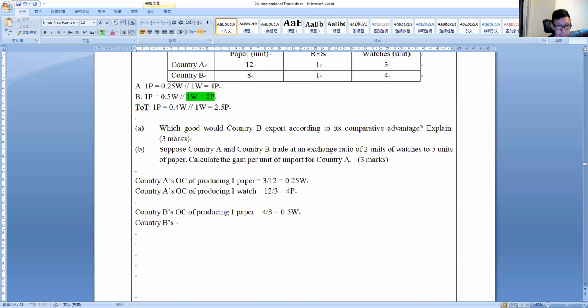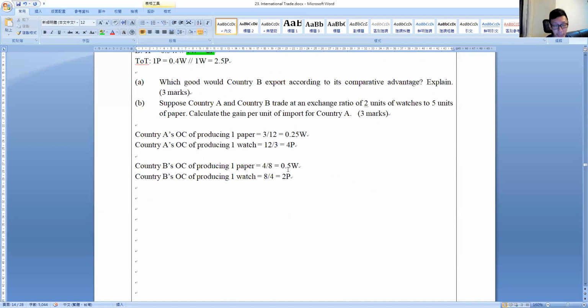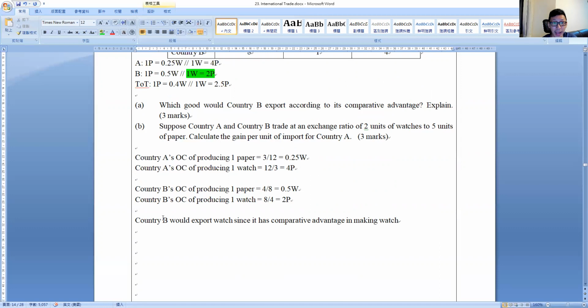And country B's watch, that would give us 8 divided by 4, 2P. Therefore, we know that country B would export watch since it has comparative advantage in making watch. Because it makes watches at a lower cost, it will specialise in making watches and export. Okay? So this is part A.